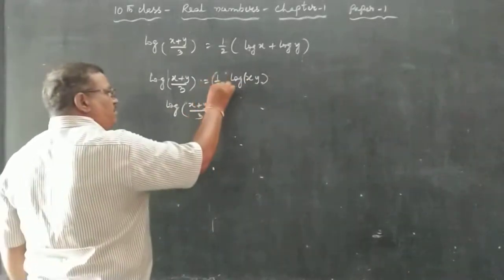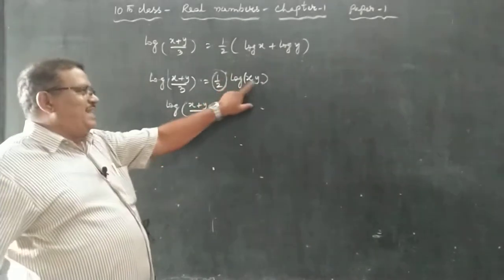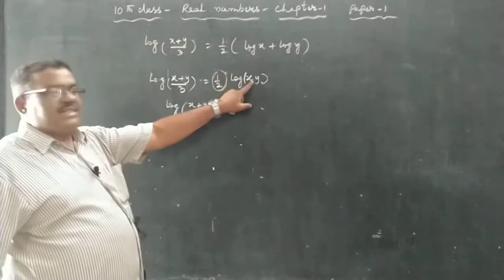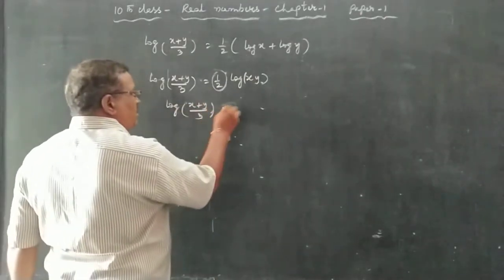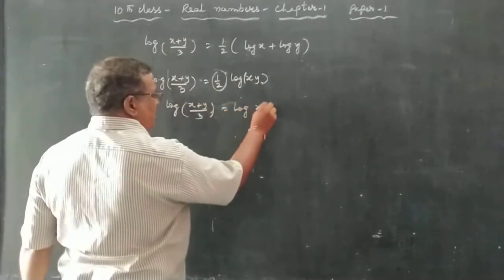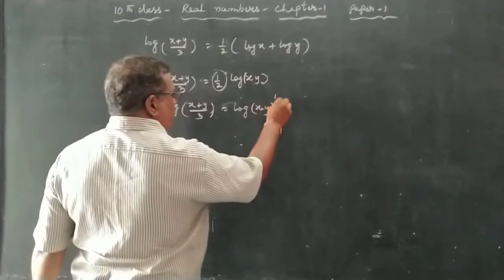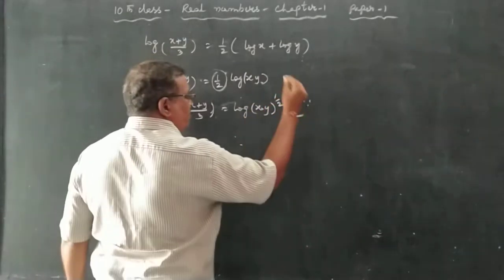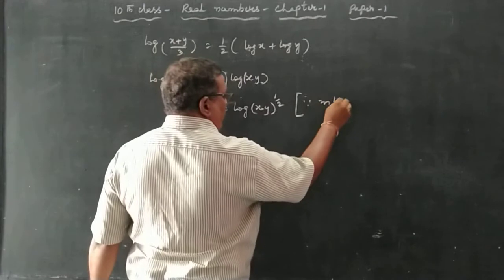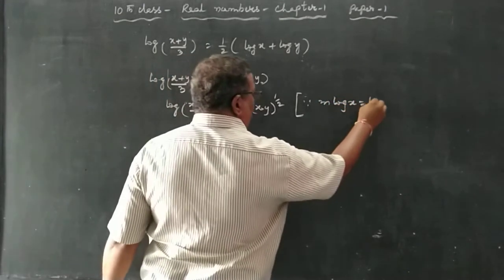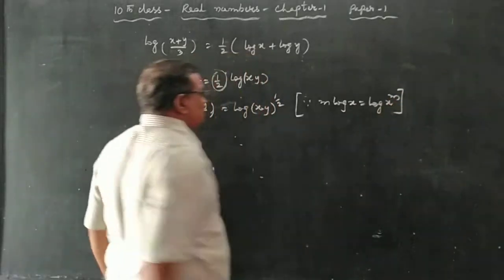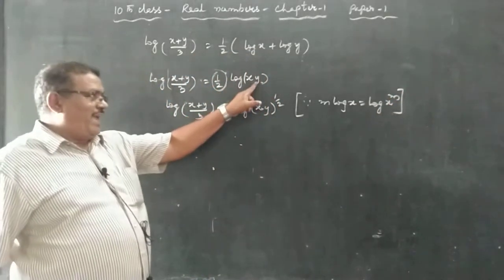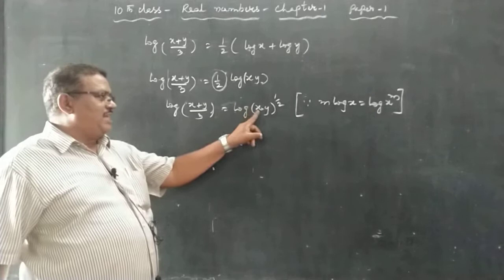This is in the form m log x. M log x can be written as log x power m. That is log of xy power 1 by 2, since from the supporting formula m log x equals log x power m.